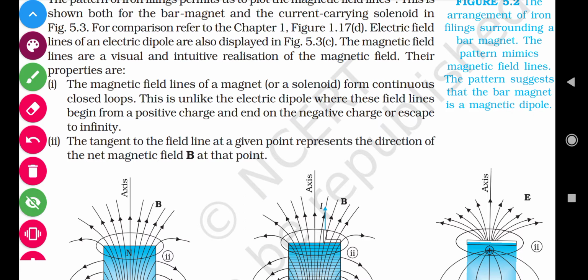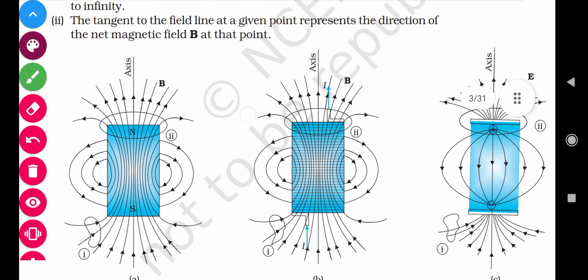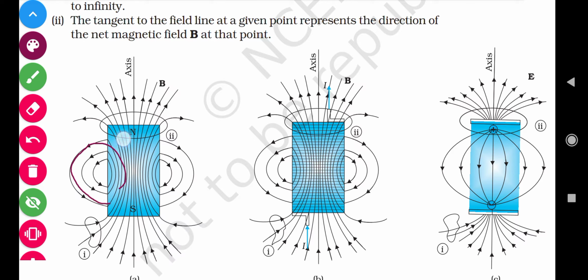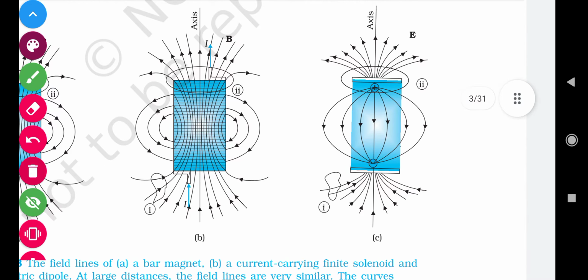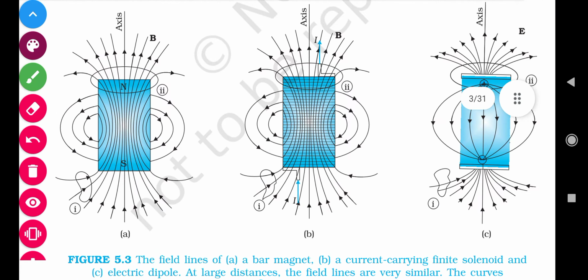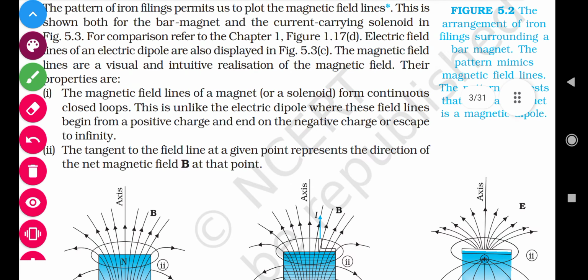The first property is that the magnetic field lines of a magnet or a solenoid form continuous closed loops. You can see from the diagram that they form continuous closed loops. What does that mean? In an electric dipole, the lines start from positive and end at negative, so they are not closed loops, they are open. But in the magnetic case, if I start from north, the line goes to south, and then it again comes to north, forming a closed loop. This is a difference between electric field lines and magnetic field lines.